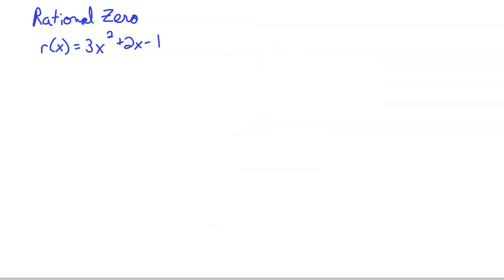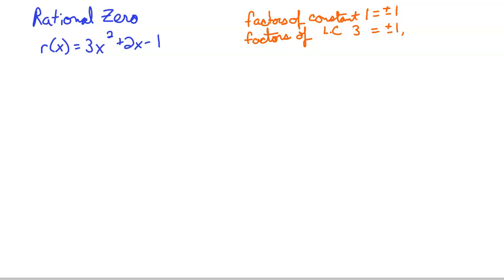So what we want to do is first find the factors of the constant, which is 1, and the factors of our leading coefficient, which is 3. The factors of 1 are just positive, negative 1. Factors of 3 are positive, negative 1, and positive, negative 3.